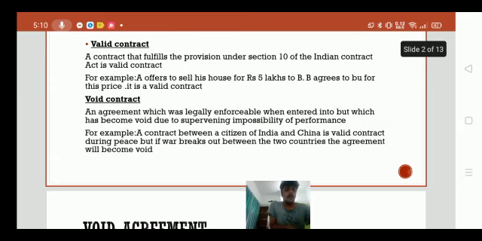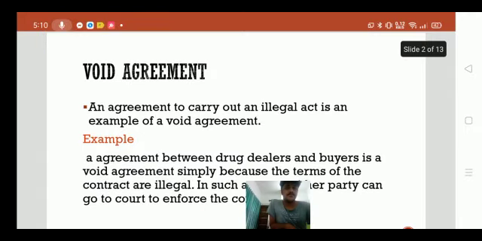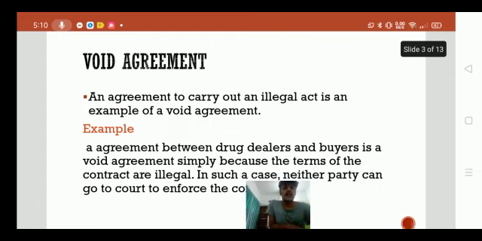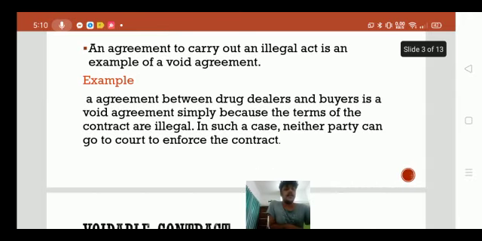Then you will learn about void agreements. An agreement to carry out an illegal act is an example of a void agreement. An agreement between drug dealers and buyers is a void agreement simply because the terms of the contract are illegal. The act is illegal because the terms of the contract are illegal. In such a case, neither party can go to court to enforce the contract.